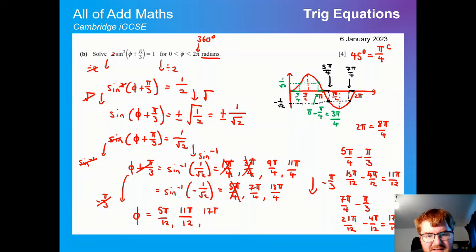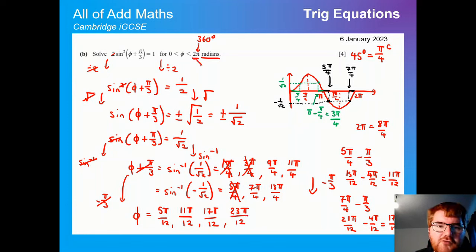And now you can probably see the pattern with these answers. It's going up by 6 pi over 12 each time. So we can just add on 6 pi over 12 for the next one, which is 23 pi over 12. Notice that just fits into our domain. You can write 2 pi here as 24 pi over 12. So it's just fitting in.